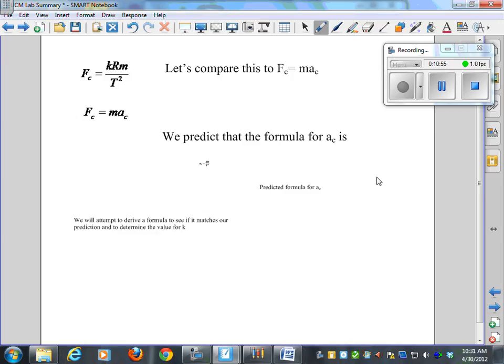Okay. So looking at these two formulas, FC is KRM over T squared, comparing that to FC equals MAC. In other words, Newton's law, F equals MA, in a centripetal sense. So centripetal force is equal to mass times acceleration when it's centripetal acceleration. You can see I've got my M, I've got my M. So what's my AC going to be? When I take the M out, I'm going to have KR over T squared. So this is our predicted formula for centripetal acceleration. Basically, all you're doing is just taking the M out.